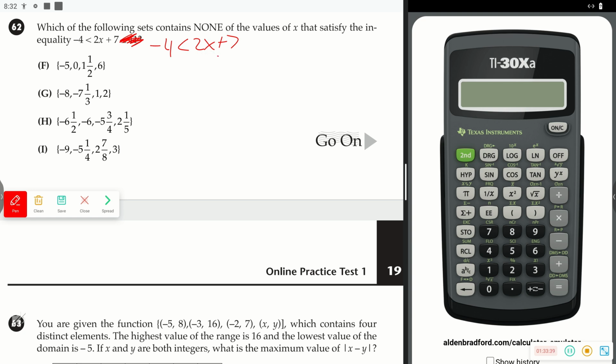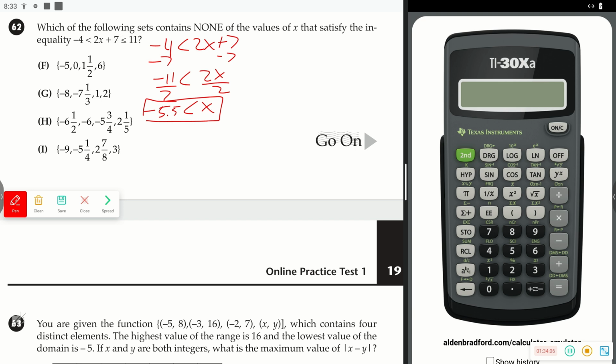So we're going to subtract 7 from both sides. So negative 11 is less than 2x. We're going to divide both sides by 2. By a positive 2, we do not have to flip it. So x is greater than negative 5.5.